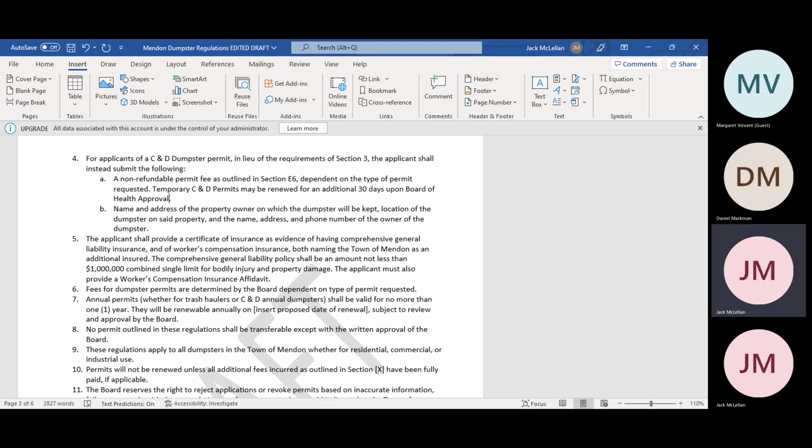But are people getting dumpsters from approved trash haulers in Mendon, or can they get anybody? Well, they're not supposed to. Any trash hauler that isn't licensed in Mendon is not supposed to drop a dumpster in Mendon. So it has to be from an approved, licensed trash hauler. Right. So this dumpster fee, in my opinion, for a temporary dumpster would be an additional fee so that we can keep an eye on these temporary dumpsters, not the dumpsters that are dropped by businesses and people on the list.